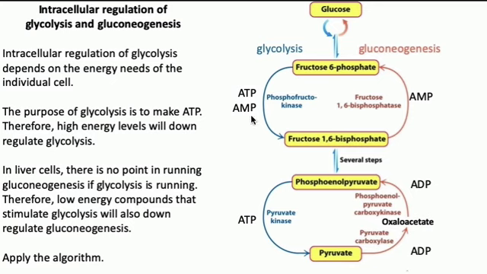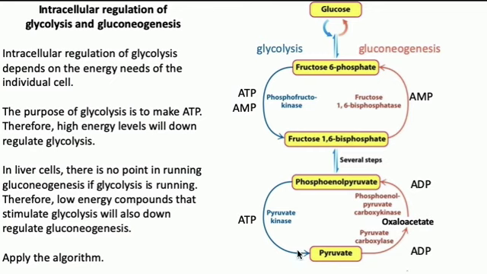In contrast, if you have a whole bunch of AMP, that's a signal that you're really low on energy. So AMP binds to an allosteric site on phosphofructokinase, and what does it do? It will upregulate it. AMP says we need ATP, so it will upregulate the committed key regulatory enzyme for glycolysis.